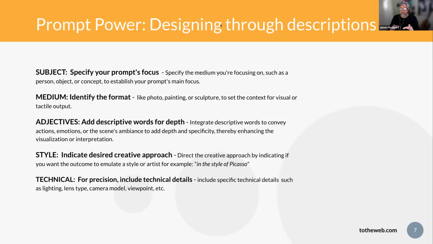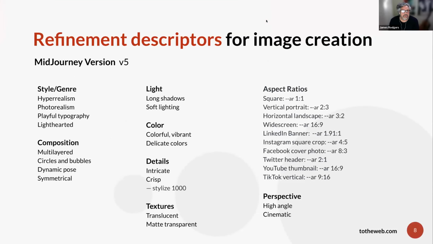Okay, so this is why we put this slide in. Next are descriptions for when you're writing a prompt. These are some of the things you can think about: style and composition. These are examples of words you might use, and you've got a million of them: light, color, details, intricate, crisp, and specifying different textures.